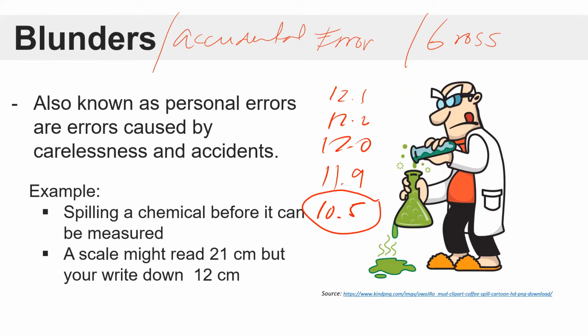When you have anomalous data, it is omitted from the analysis of the result because it can affect the quality of your data set. Another example would be carelessness in recording your measurements. For example, a scale might read 21 centimeters, but because you are careless in recording, you wrote down 12 cm instead of 21. This will of course affect the quality of your data set.